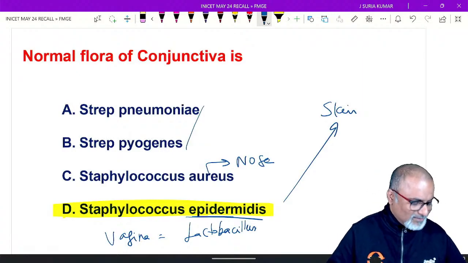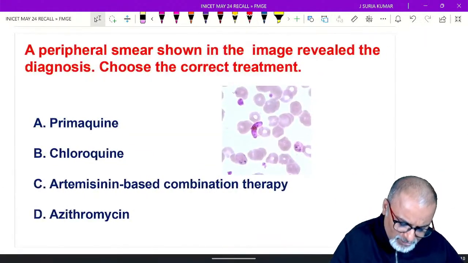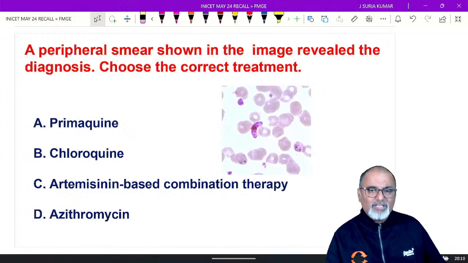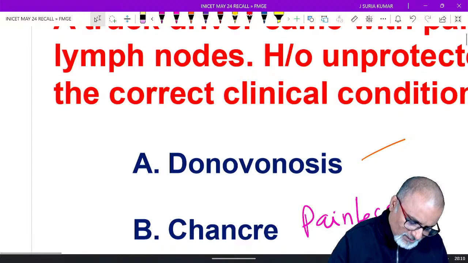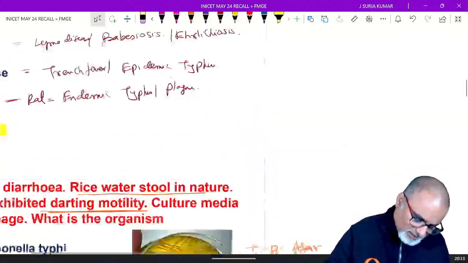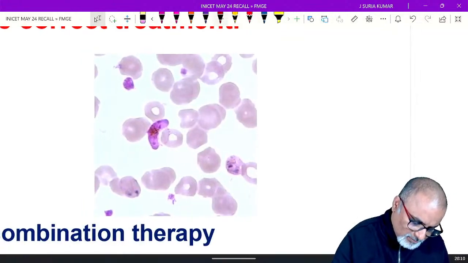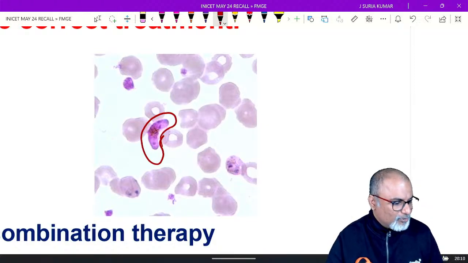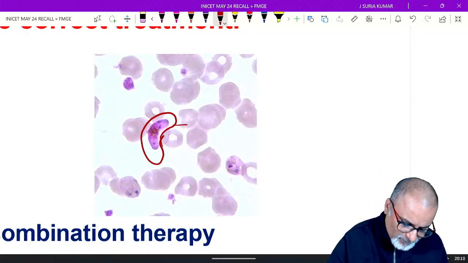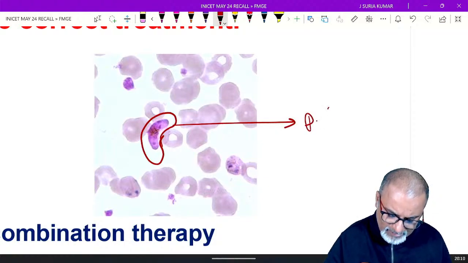Next is, yes Anit, you are right. The peripheral smear shown in the image reveals the diagnosis. Choose the correct treatment. See, I already told you, where you can get typical banana or boat shaped gametocytes, think of Plasmodium falciparum.